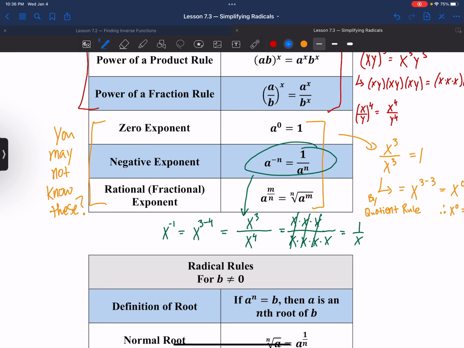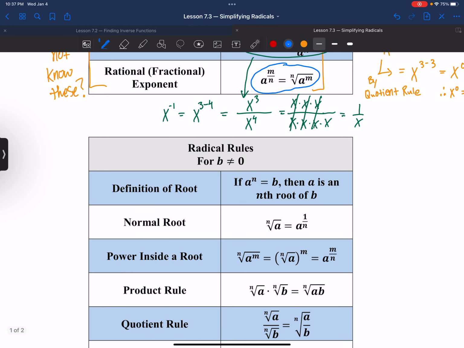Is this rational exponent rule. And this is perhaps the most important new one to talk about. A to the power of m over n is equal to the nth root of a to the power of m. So in general, I'm jumping to radical rules for a second, but in general, the nth root of a we write as a to the power of 1 over n.